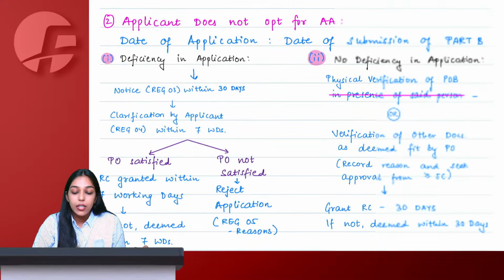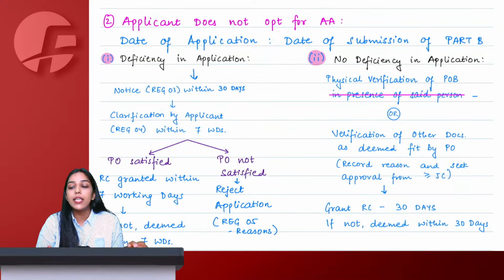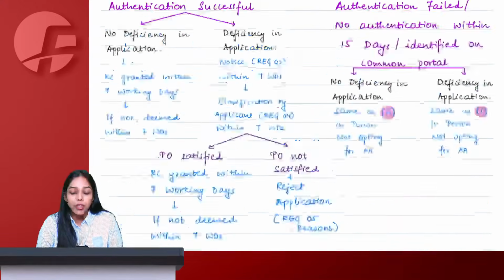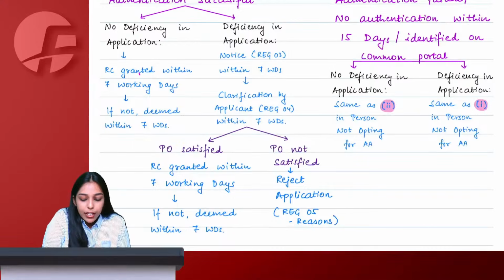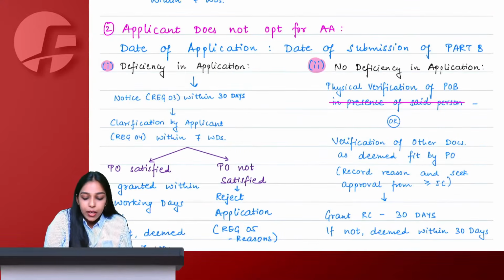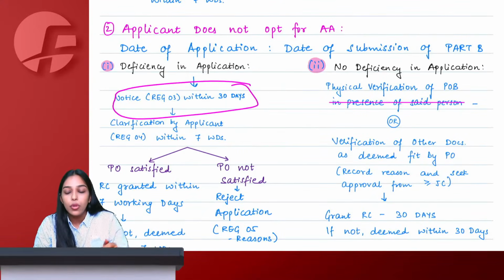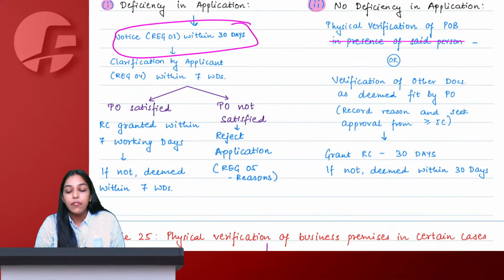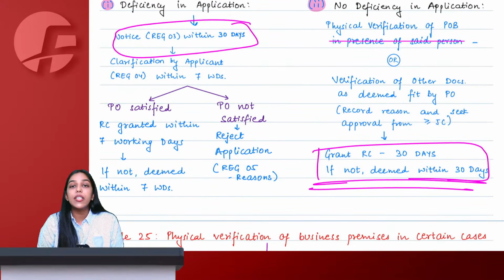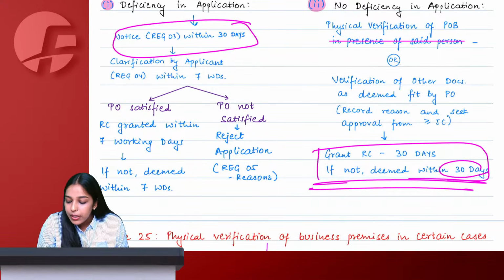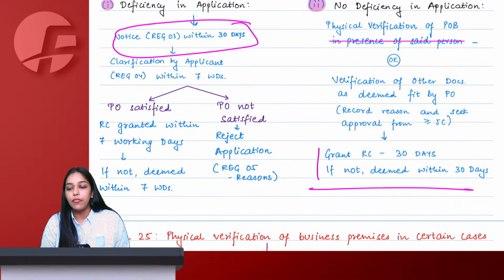The only difference here is, because physical verification will be done, it is not possible to complete within 7 working days like here. Therefore, we give 30 days time, that within 30 days either you issue notice or you complete physical verification and everything, and you issue a registration certificate only within 30 days. Otherwise, it will be deemed as if RC is given.